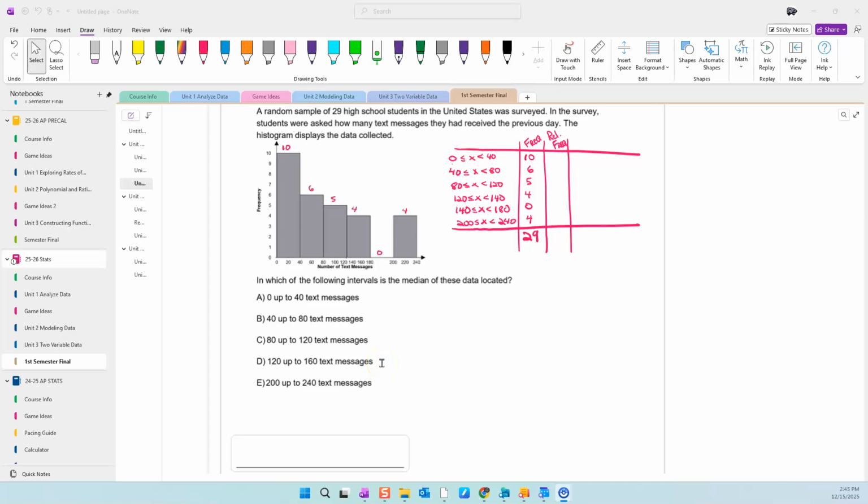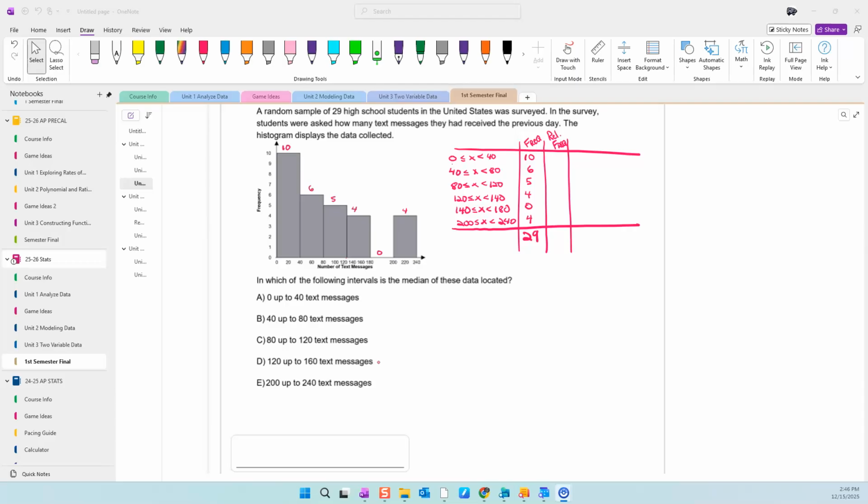A random sample of 29 students were surveyed, and in the survey, they were asked how many text messages they received the previous day. And the histogram displays the data. So between 20 and 40, this is from 0 up to 40, but not including 40, all right?